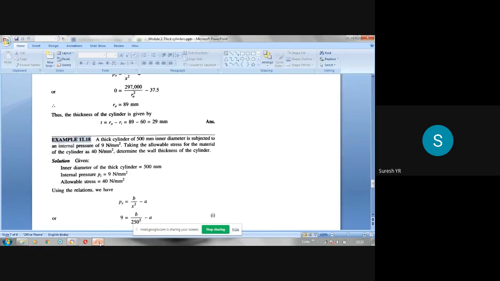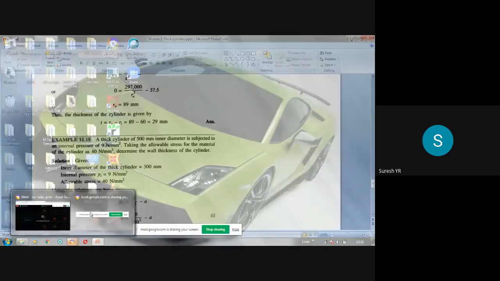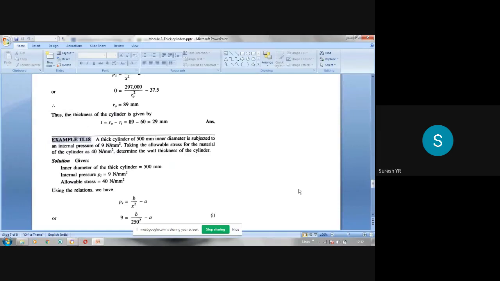Can you see now? Can you see the screen now? Students? Yes, sir. Some problem is there with the net. That's why it is going and coming.